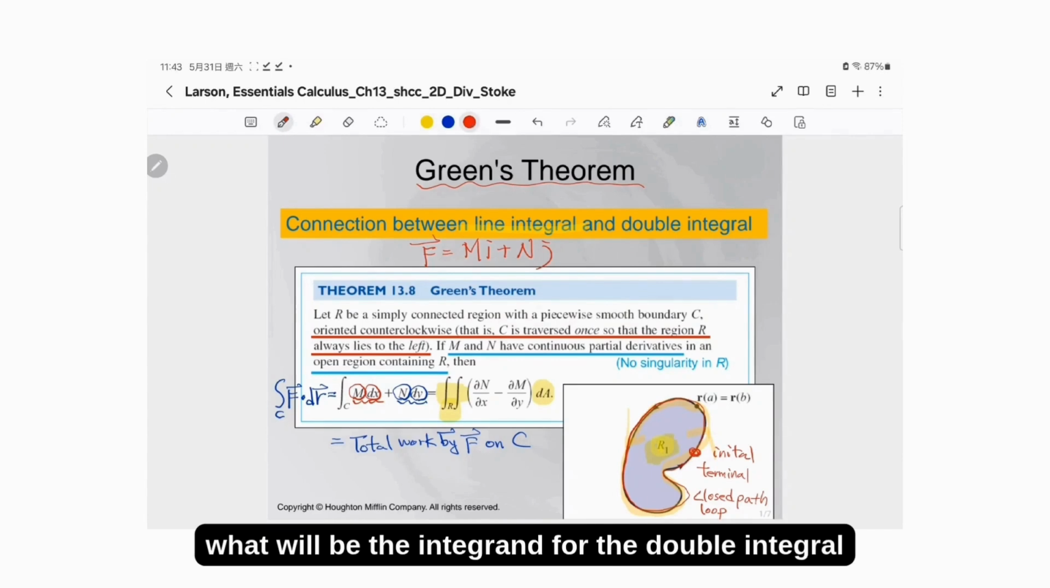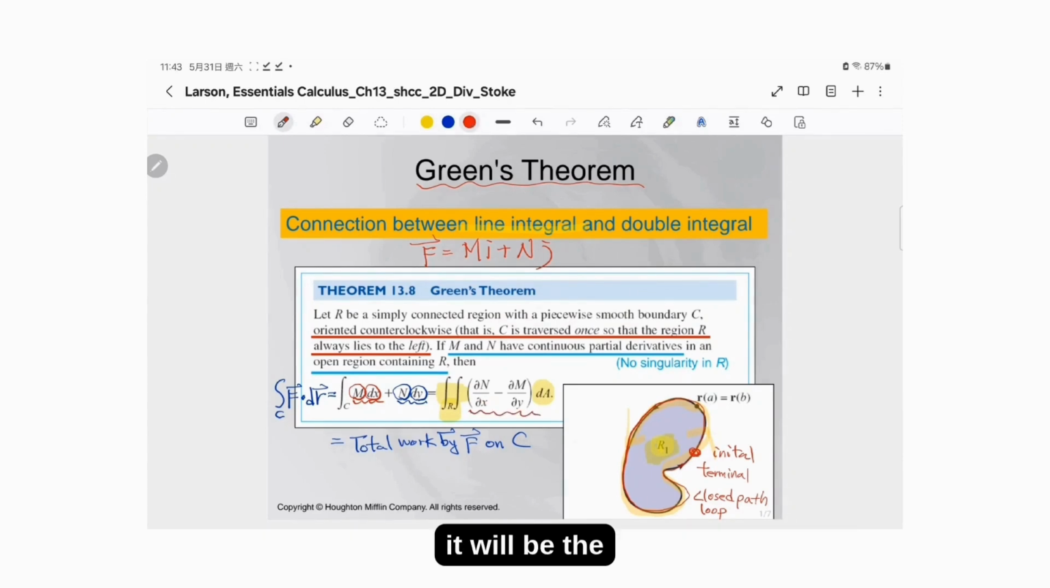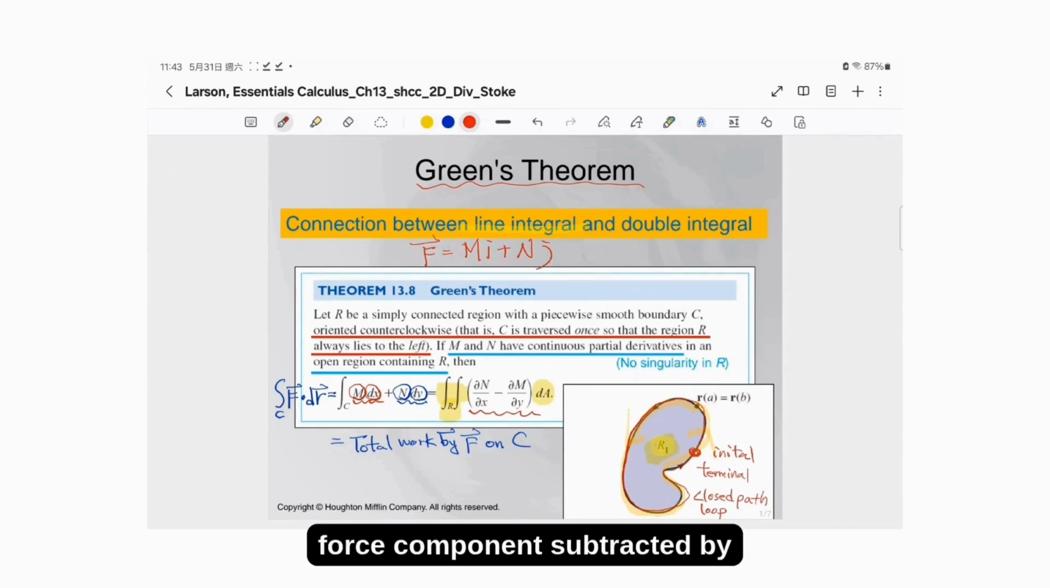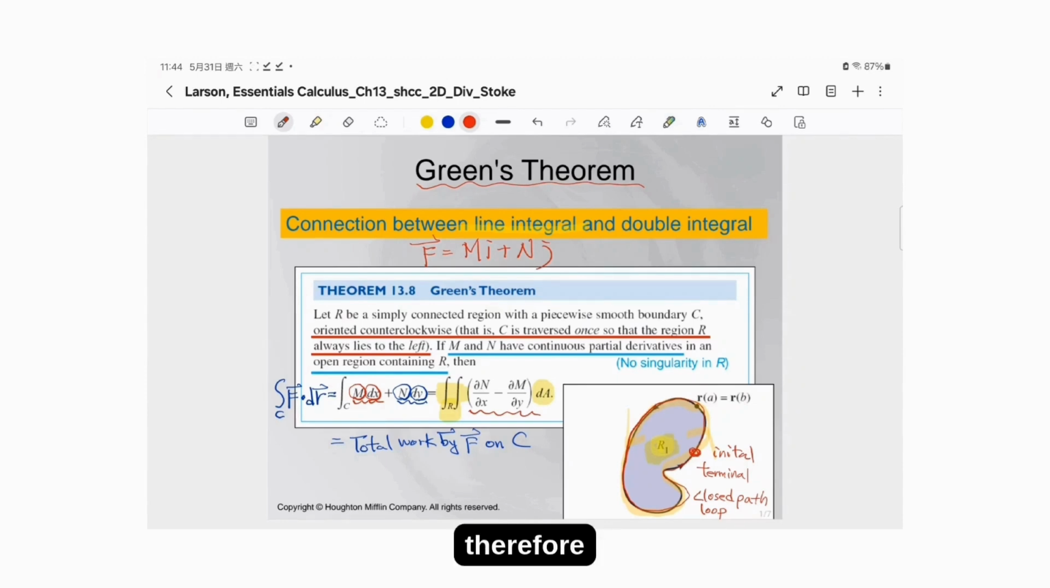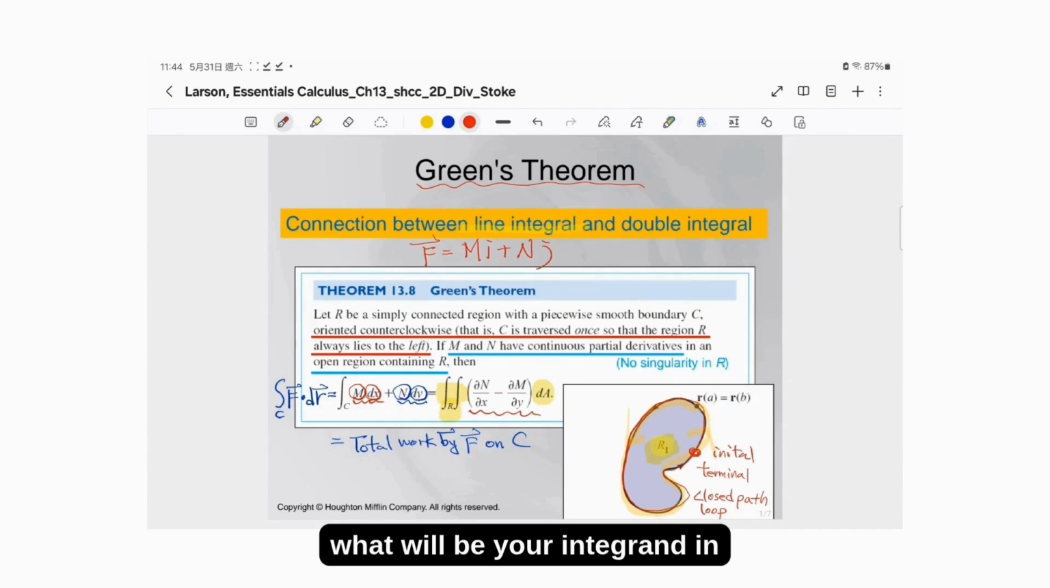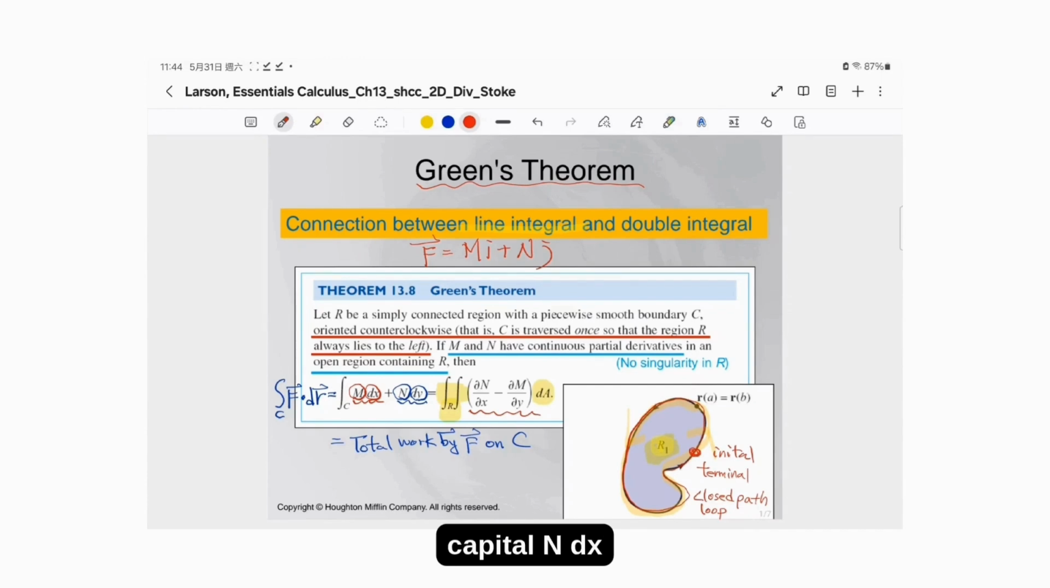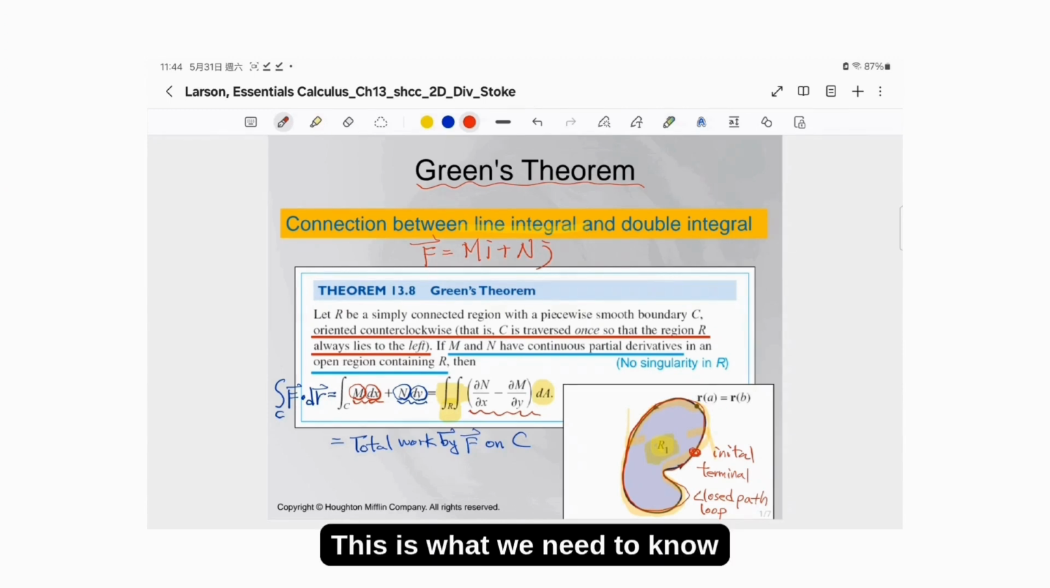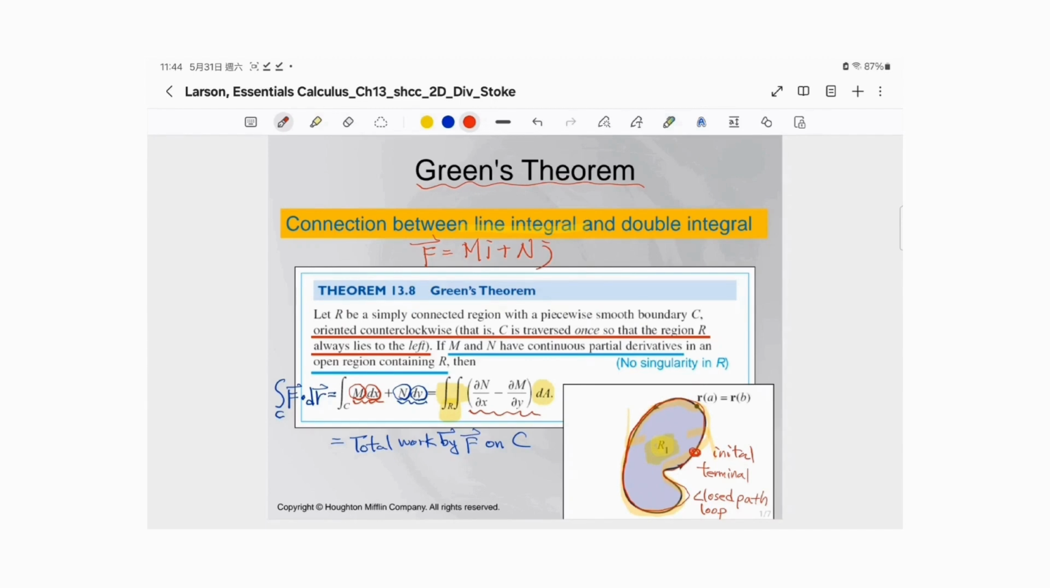Then what will be the integrand for the double integral? It will be the x partial derivative of the N force component subtracted by the y partial derivative of the M force component. Therefore, your integrand in the double integral will be equal to the partial of N with respect to x minus the partial of M with respect to y. This is what we need to know about Green's theorem. Then we can proceed to today's lecture.